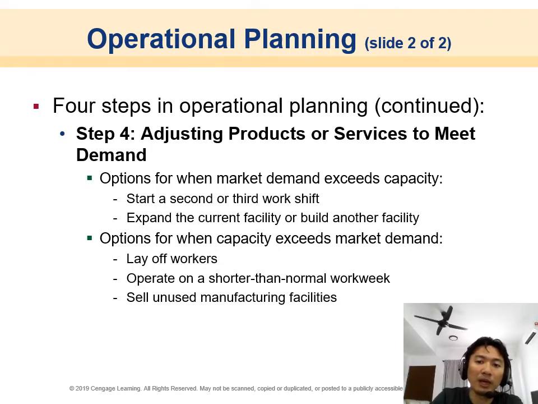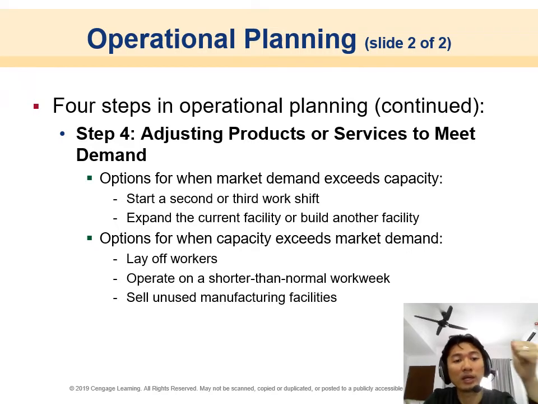Sometimes a company has to change the firm's production schedule. The main reason is that there is a change in the amount of product or services that a company sells to its customers. So let's say the market demand exceeds the factory's capacity. If the market demand exceeds the capacity, there are several options available.